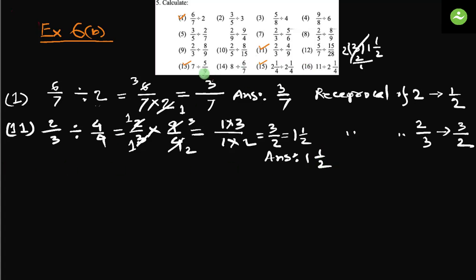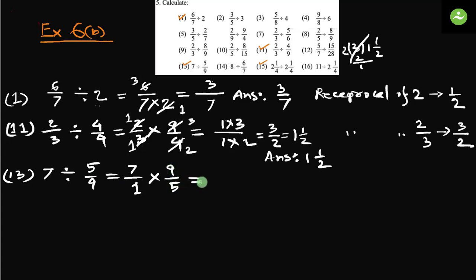Next, 13. 7 divided by 5 over 9 equals, what we will do, 7 means 7 over 1. So we change the division, instead we write multiplication, and we use the reciprocal. Reciprocal of 5 over 9 is 9 over 5.